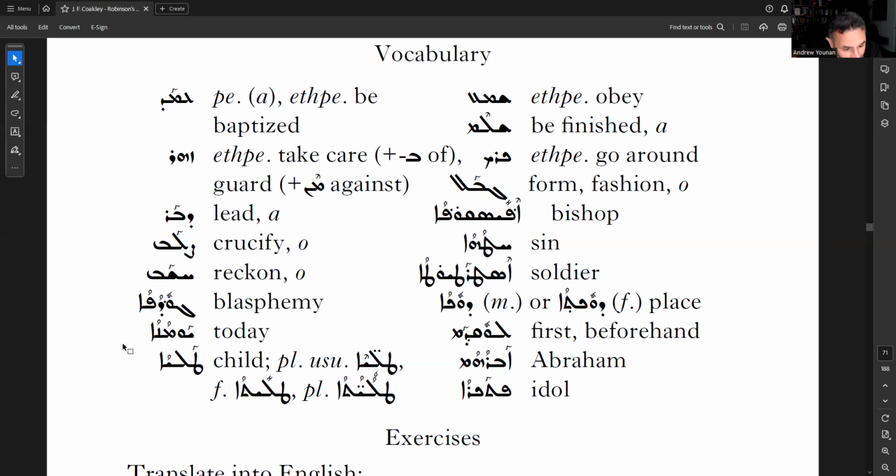Talia is child. Sorry, this is an irregular plural. The plural of talia is tlaye. It's an irregular plural. Tlitha, tliyatha. Girl, girls. Okay.